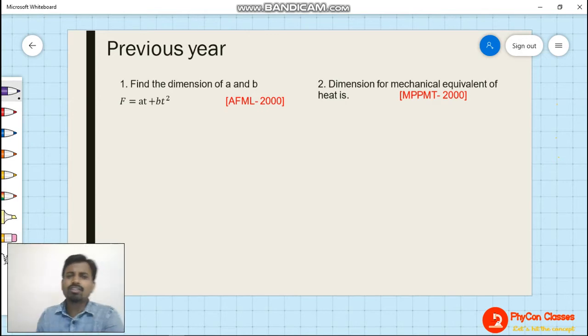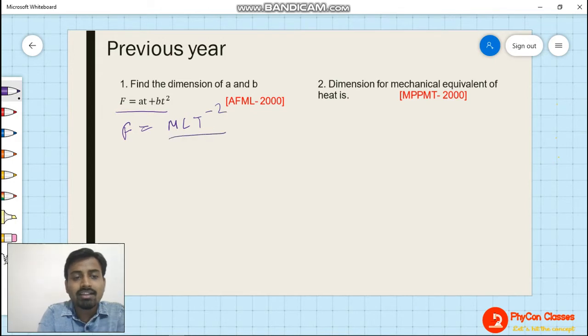Now, what is the principle of homogeneity? The dimension of each and every term in an equation must be the same. The dimension of the right hand side and the left hand side must also be the same. Here the equation is force equals AT plus BT square. What is the dimension of force? Force means MLT minus 2, always keep that in mind. That means the other two terms, AT and BT square, must also have the same dimension, that is MLT minus 2.